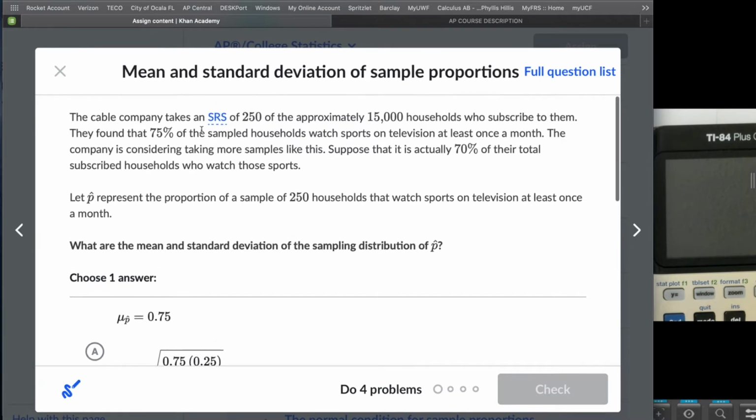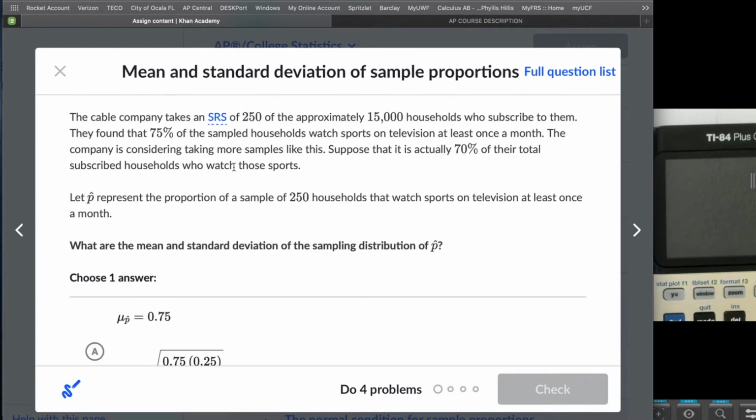All right, so they say they're going to take a simple random sample of 250 from the approximately 15,000 households who subscribe to them. They found that 75% of the sampled households watch sports on television at least once a month. The company is considering taking more samples like this. Suppose it is actually 70% of their total subscribed households who watch sports.